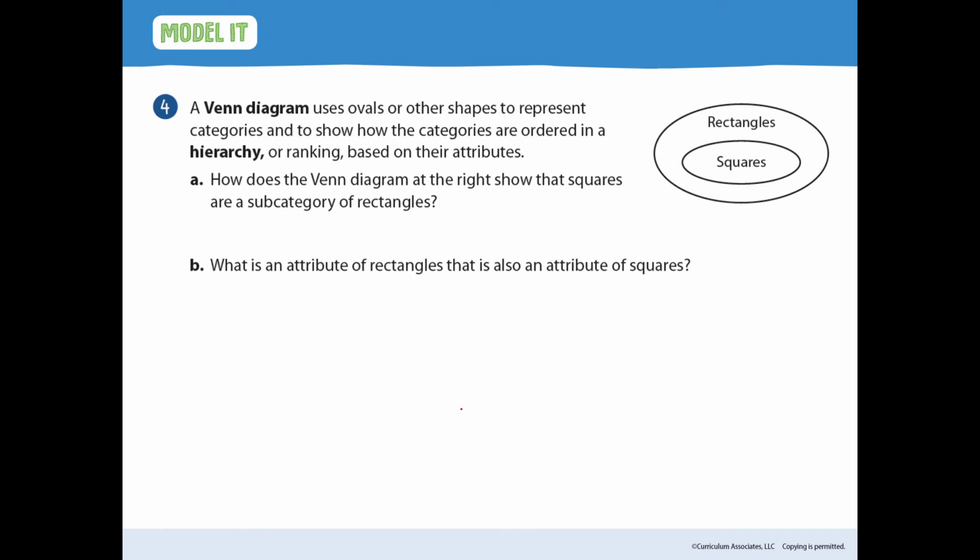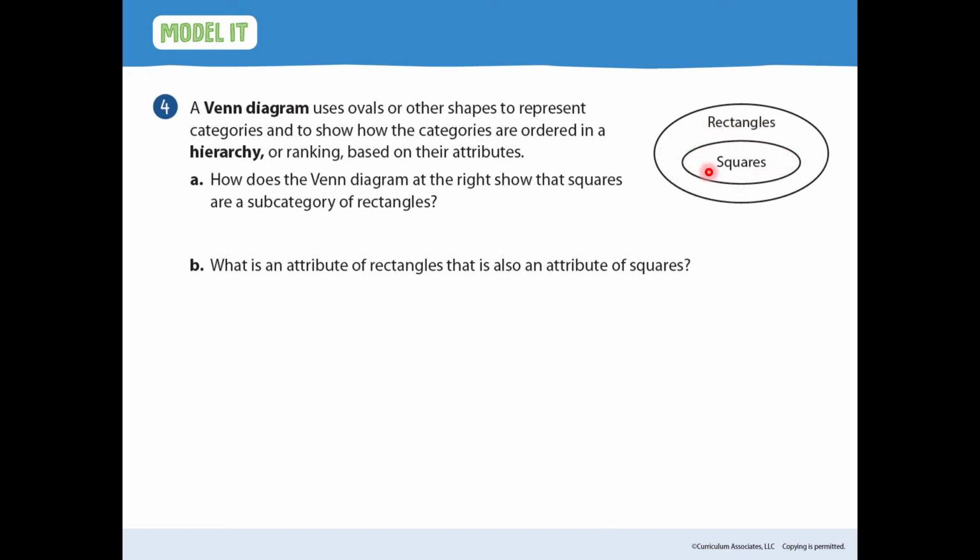Number 4, this is the top of page 576. A Venn diagram uses ovals or other shapes to represent categories and to show how the categories are ordered in a hierarchy or ranking based on their attributes. How does the Venn diagram at the right show that squares are a subcategory of rectangles? If we look at this Venn diagram, we can see that the circle for squares is entirely inside of the rectangle category.